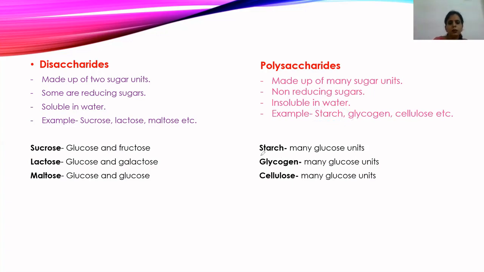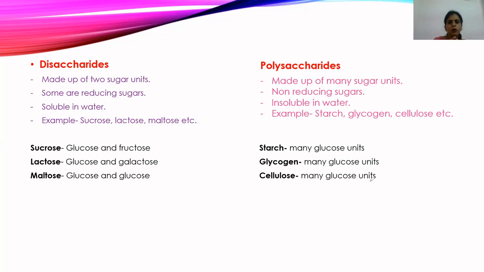Fine. The monomeric unit of starch is many glucose units together. Actually, for all three, that is starch, glycogen, and cellulose, the monomeric unit is glucose. So many glucose units join with each other and they form starch, glycogen, and cellulose. Actually, the difference between starch, glycogen, and cellulose is in the glucose units.